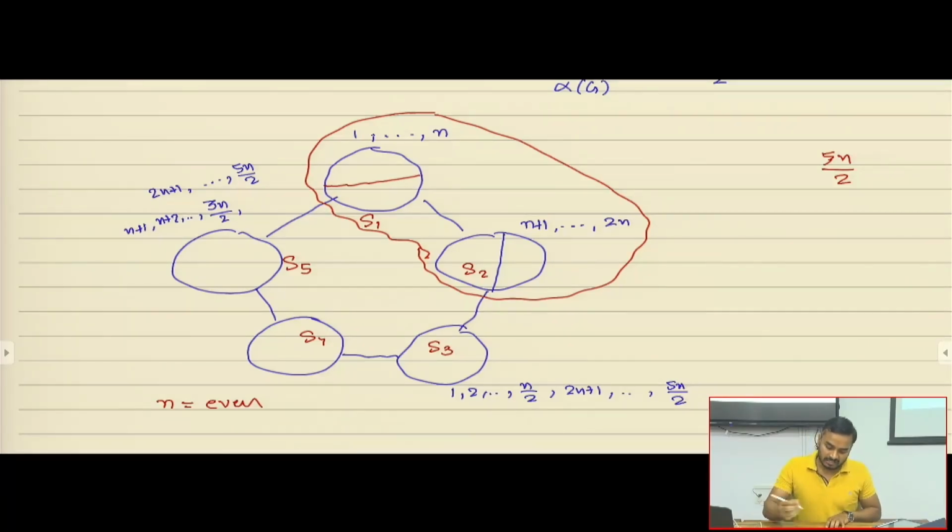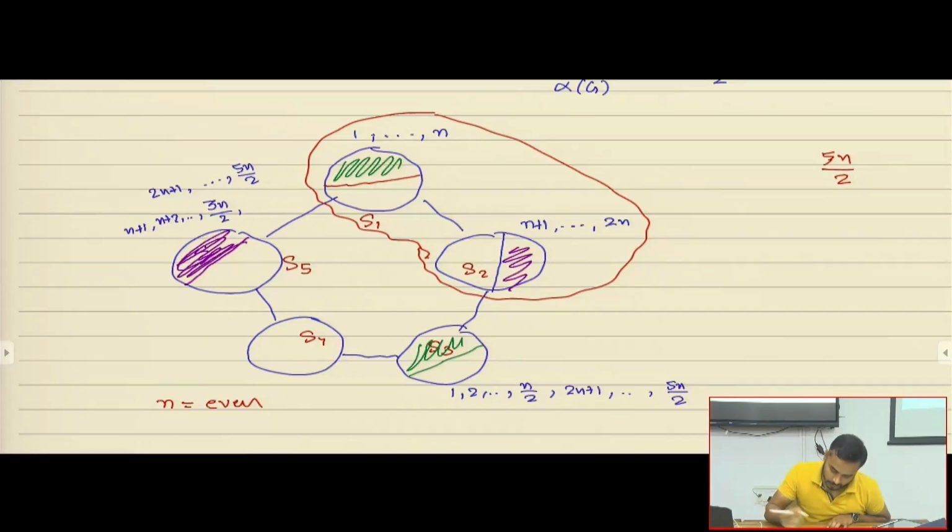And now you can see that we can properly color S4 with all the colors available. Which colors are available? Actually, let me draw. Suppose these half colors are used in S3, and these half colors are used in S5. Now this color and this color we can use over here. Okay, this is what we can do, right?